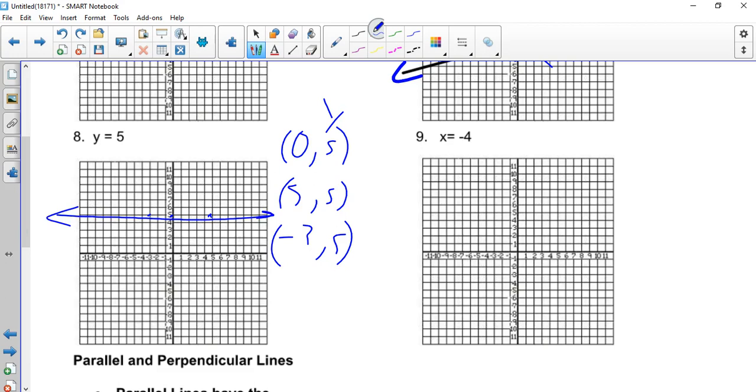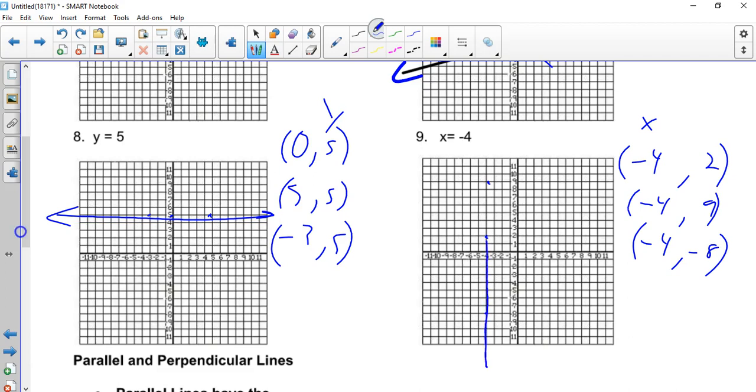Similarly, here, x is always negative 4, no matter what. So, negative 4, I go up 4 and up 2. Negative 4, up 9. Negative 4 and down 8. It is a vertical line through negative 4.